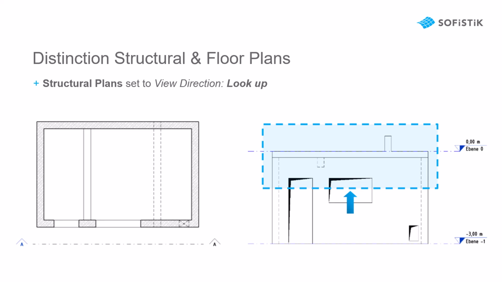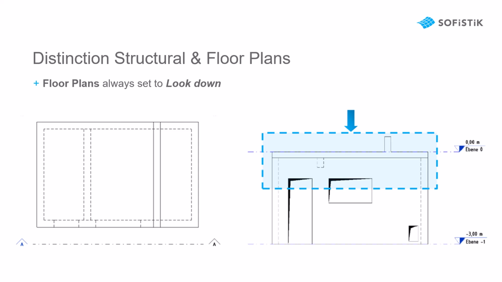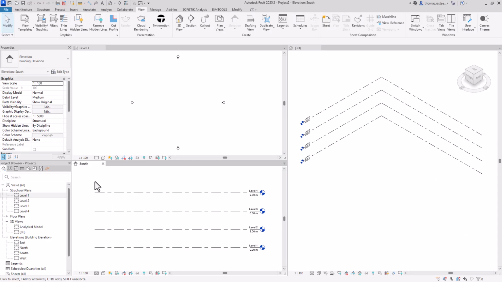Both structural plans and floor plans reference building levels, but differ in the viewing direction. We understand structural plans to look from below upward, representing the engineer's perspective, while floor plans look from above downward, which is the architect's view. This distinction is visible in the type properties of each view. Structural plans are preferred for modeling tasks in this tutorial.